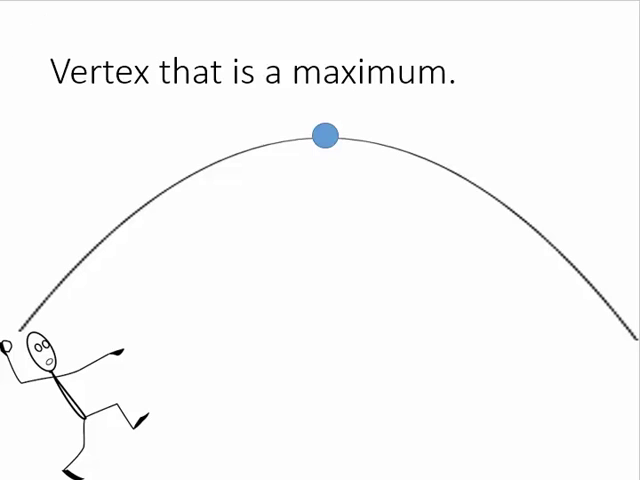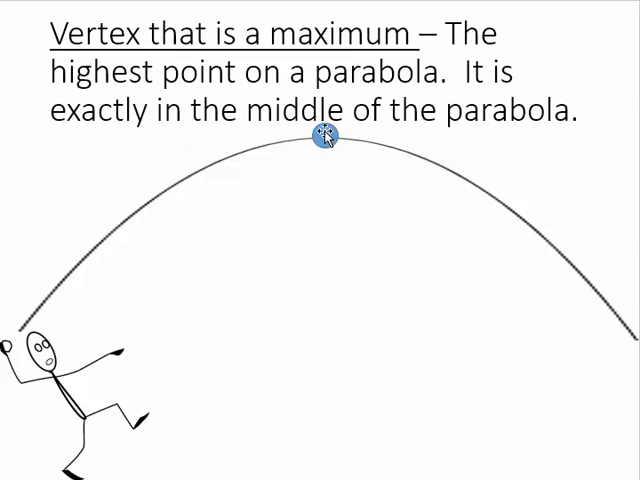Now the vertex is always exactly in the middle of that U-shape. So this point is exactly in the middle of that U-shape. And in this case, since the point that's exactly in the middle, called the vertex, is the highest point on the graph, it's called a maximum. So written out, a vertex that is a maximum is the highest point on a parabola. It is exactly in the middle of the parabola.